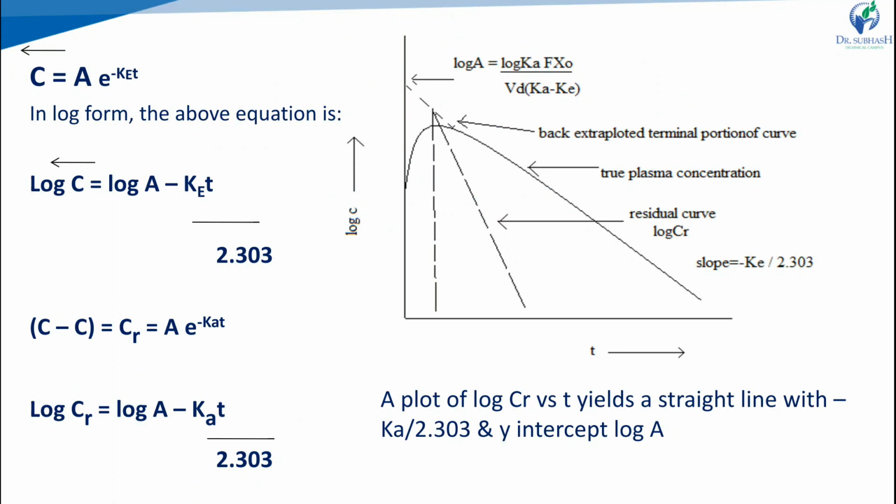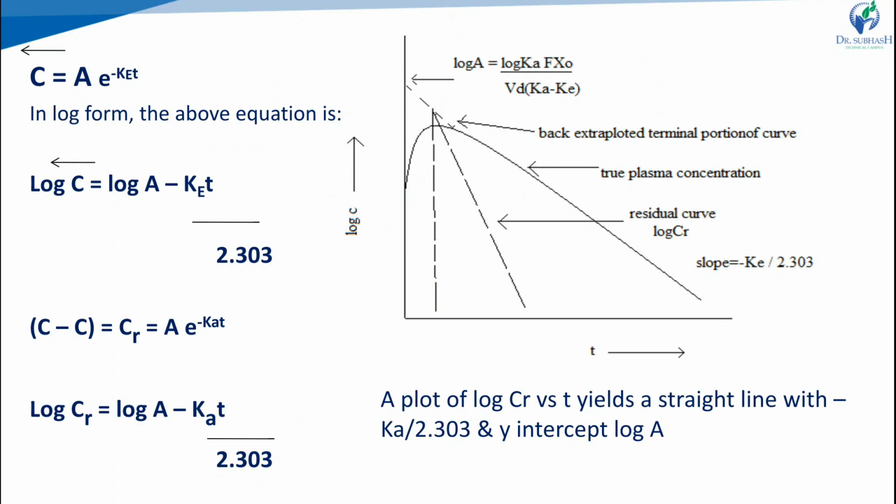Okay, next we go for the subtraction of the true plasma concentration value from the back-extrapolated value. So C back extrapolated minus C gives the residual concentration, that is Cr. So the equation becomes A e^(−Kat). The log form of the residual concentration: log Cr is equal to log A − Kat / 2.303. So here we can plot the graph log C versus time.